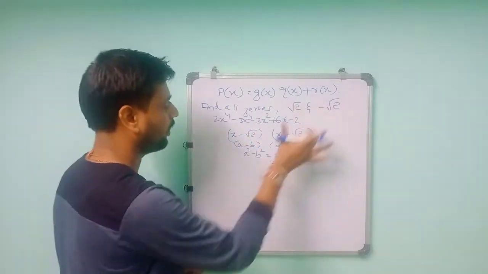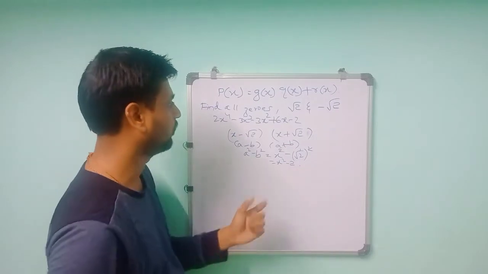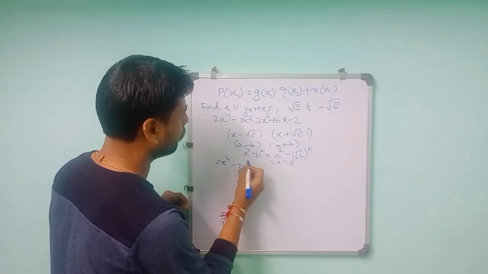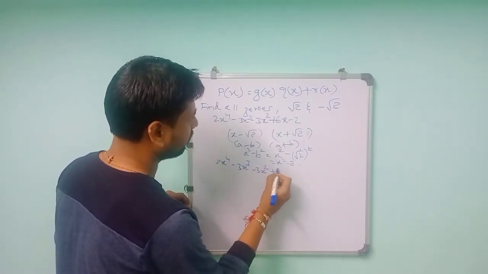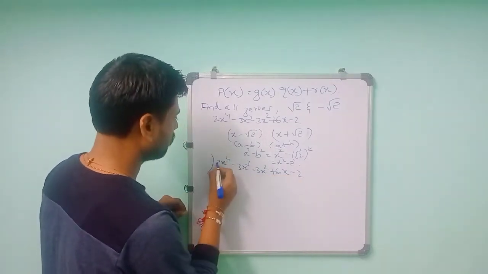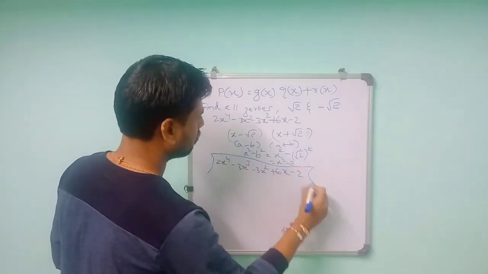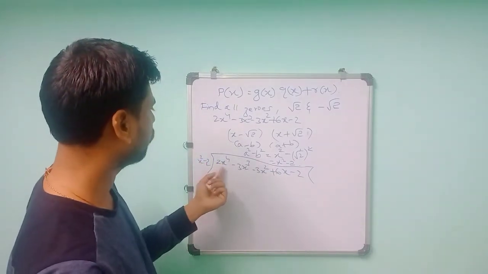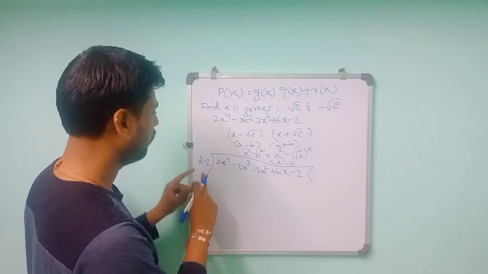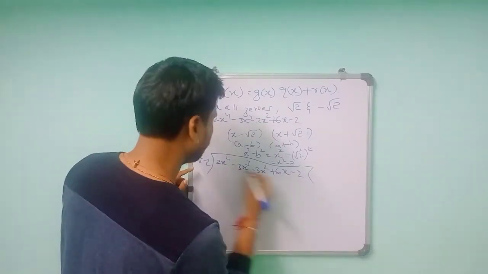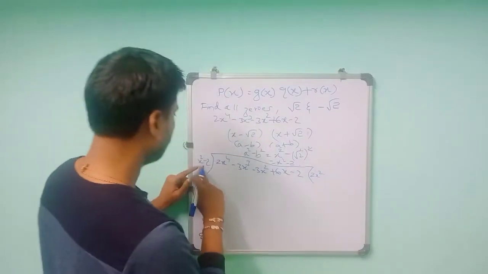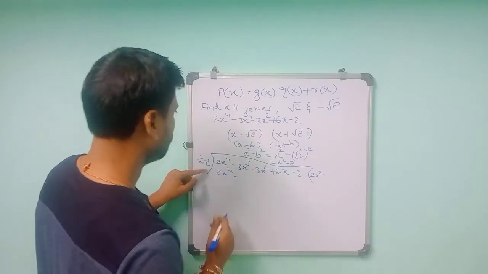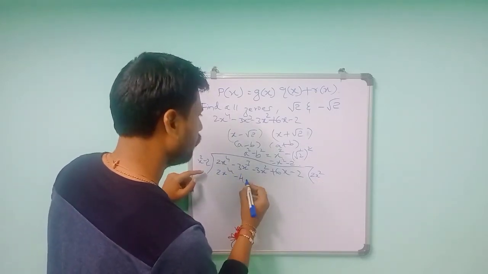So they gave two zeros and I have taken the values and written them in the simplest form. Then you have to divide this polynomial, 2x raised to 4 minus 3x cube minus 3x square plus 6x minus 2, divided by x square minus 2. What is there here? 2x raised to 4 is there, and x square is there. So to make 2x raised to 4, you have to multiply by 2x square. So x square into 2x square is 2x raised to 4. Then minus 2 into 2x square is minus 4x square.